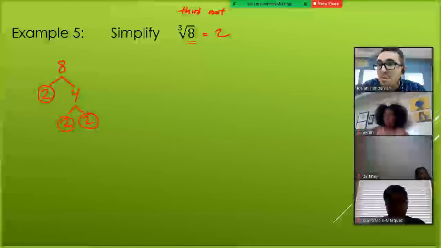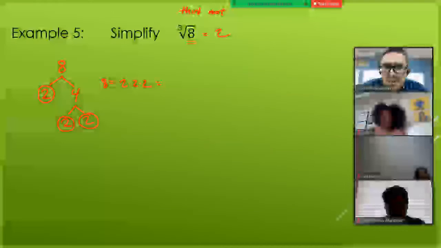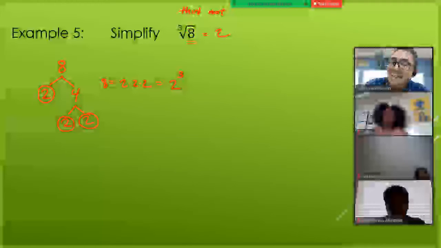So what we've done here is just rewritten 8. 8 is equal to 2 times 2 times 2. How do I write 2 times 2 times 2 with exponents? 2 to the 3rd power. So check this out. This is how it's best to go about problems like this, I think.